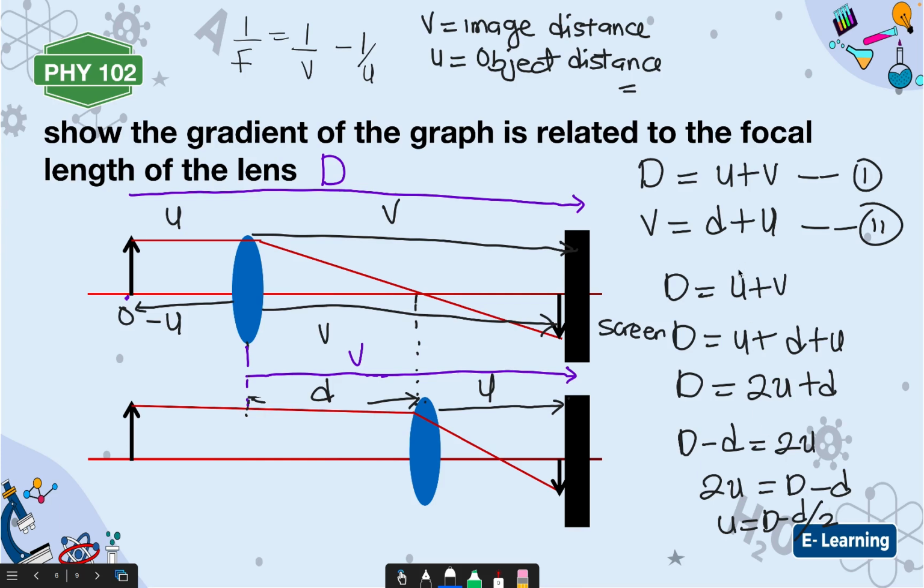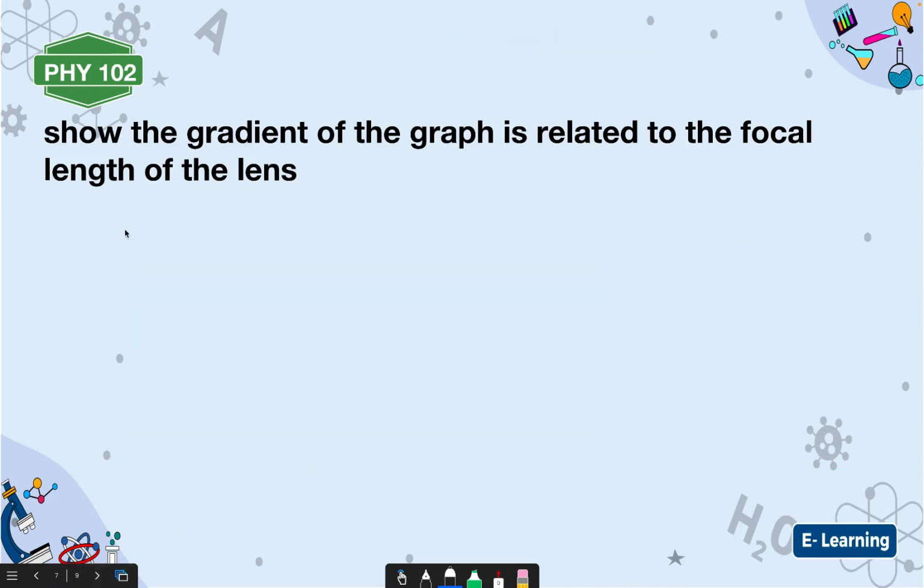Now let us look for v. Let us look for v. We already said that v is d plus u. All right? Now, let's rewrite these two things again. The first equation says d is what? U plus v. The second equation says v is d plus u. Now we want to look for v. How do we look for v? It's very easy. Wherever we see u, let's make use of the formula here. So this v will come to this side. So it's going to be d minus v is equals to u.